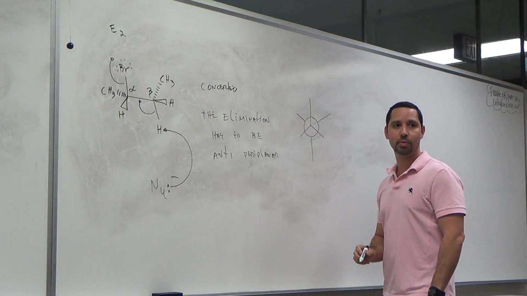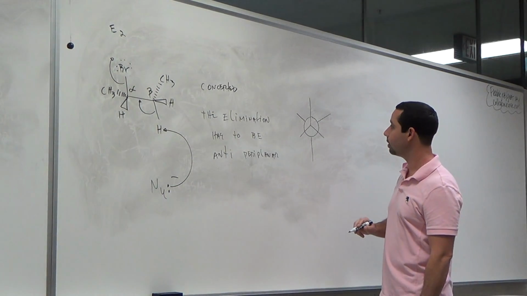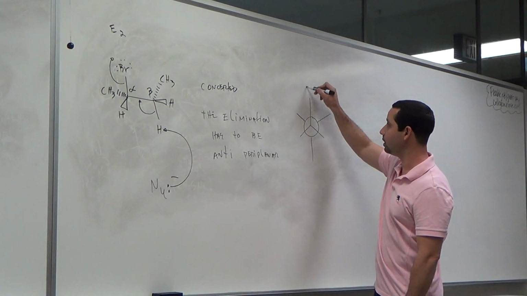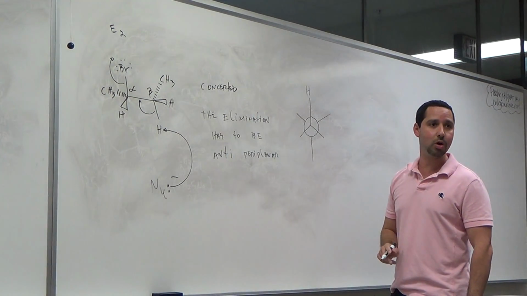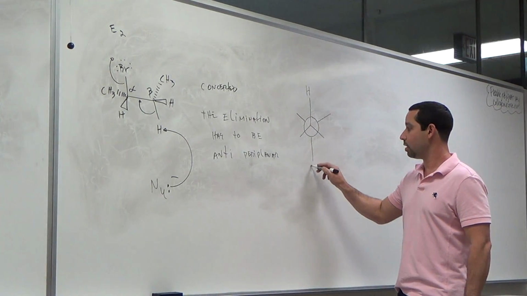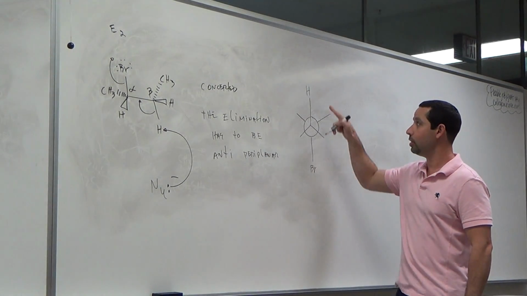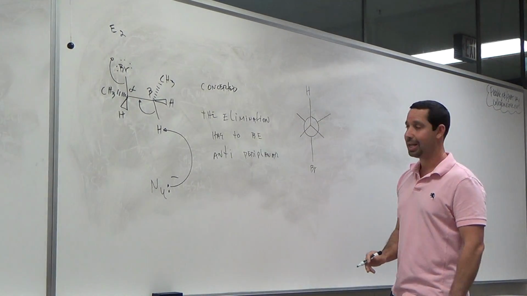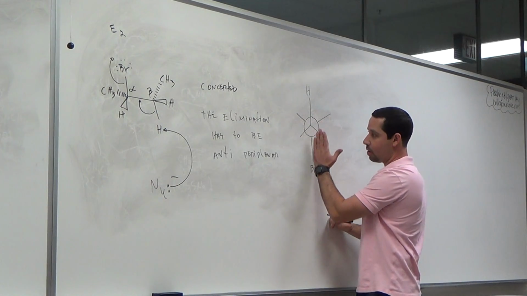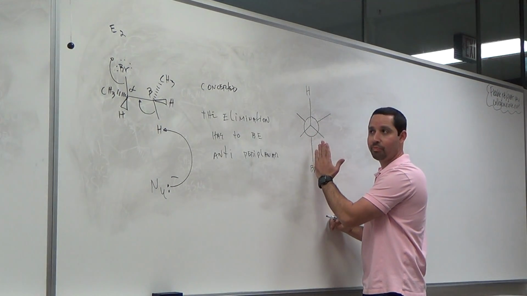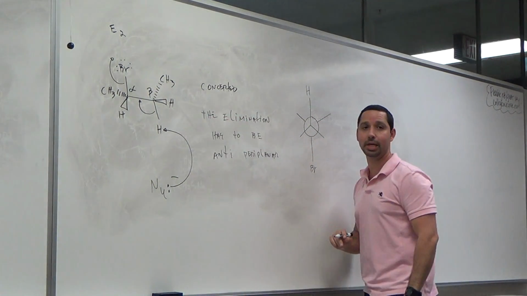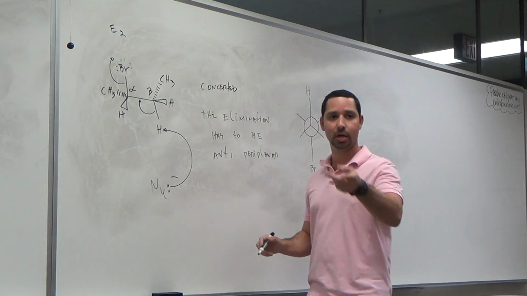How does it look in the Newman projection? Let's say this is the H. Where is the Br going to be? On the bottom. If the H is here, the Br is on the top. It has to be in the same plane. Okay? Because I drew it like that, what is the product going to be? Draw the product.